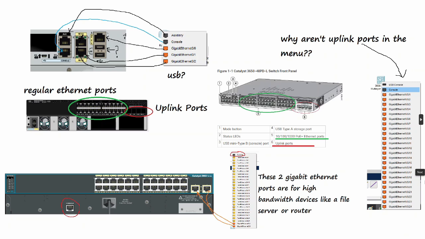And on the bottom there, you've got your layer 2 2960 switch, and that's just got 24 fast Ethernet ports, and then it has 2 ports to the right. You notice in orange there on the menu, they're the gigabit Ethernet ports. So these ports are maybe to connect to higher bandwidth devices like a file server or a router or something, as opposed to the regular fast Ethernet ports, which you would connect to computers and printers. So learn the equipment.